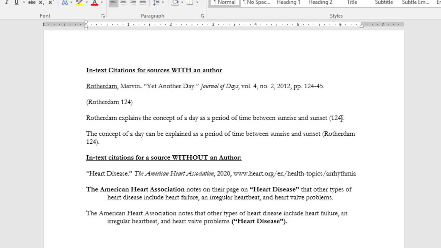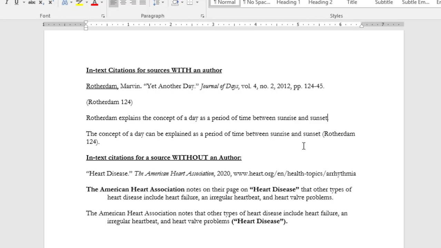If this source didn't have page numbers, if it's like a web page or something like that, we just wouldn't include the page numbers there, and that would be a sufficient in-text citation, the signal phrase there. This is what you would do if you did not include the author's name in the signal phrase. So the concept of a day can be explained as a period of time between sunrise and sunset, and then you would include the full in-text parenthetical citation at the end of that sentence.